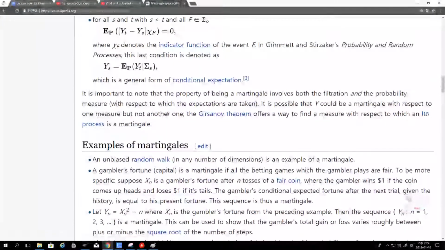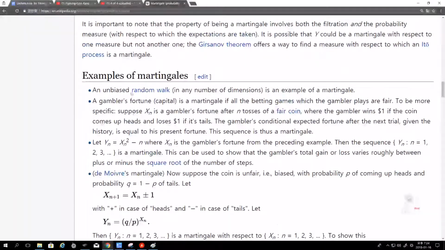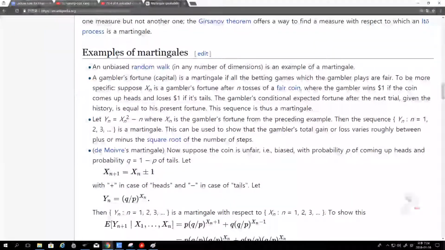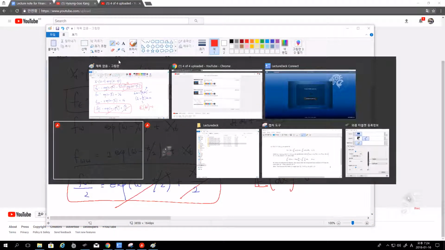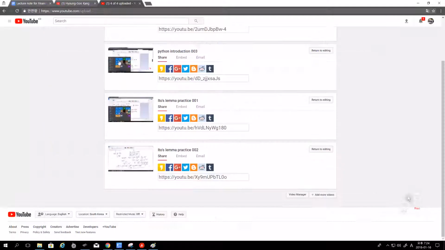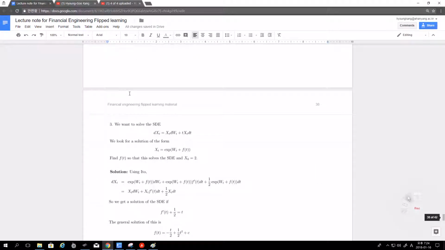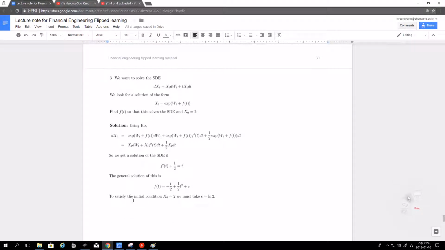Okay. And then there is an example of martingale. That should be fun, so please read. You can read some of the examples of martingales. Okay. And then this is another one.